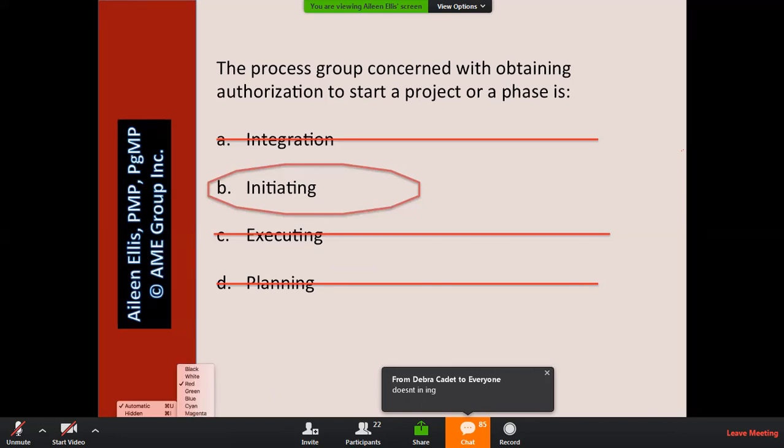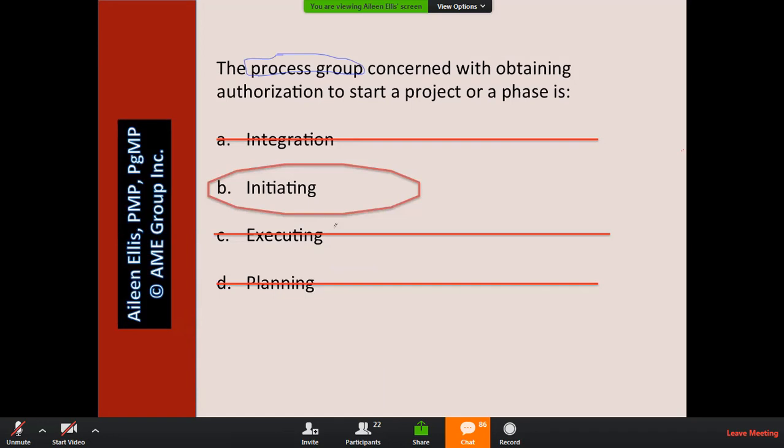And you see right in the question that we're looking for a process group. Answer A, integration is a knowledge area, so it must be wrong. And then B, C, and D are process groups. Even if you've done no studying, which word probably is about starting something, it would be B, initiating.